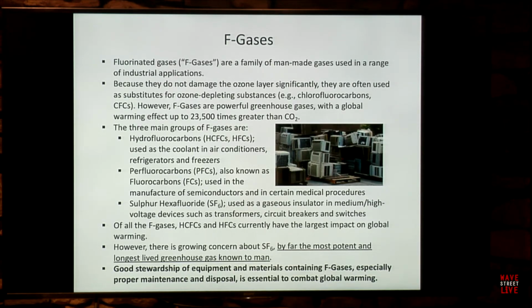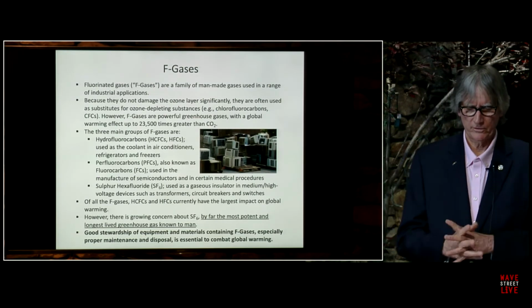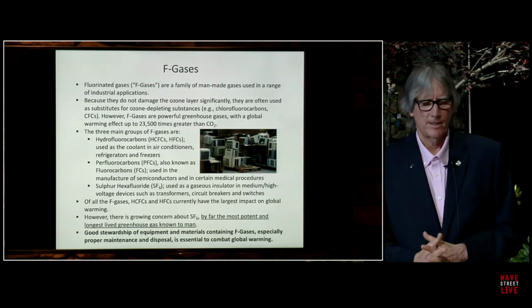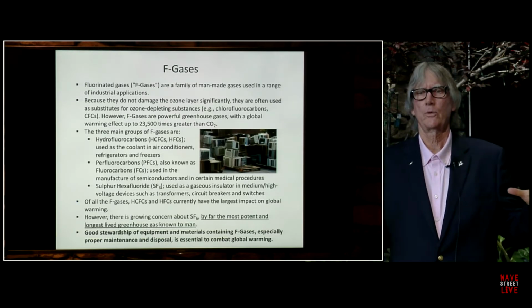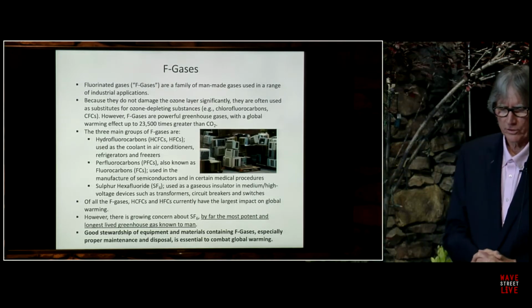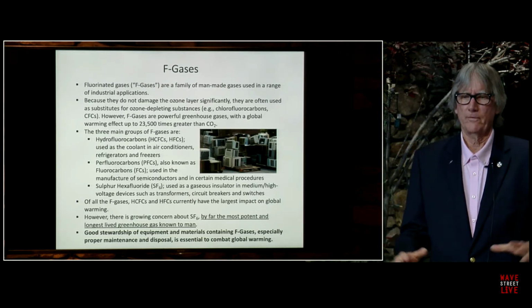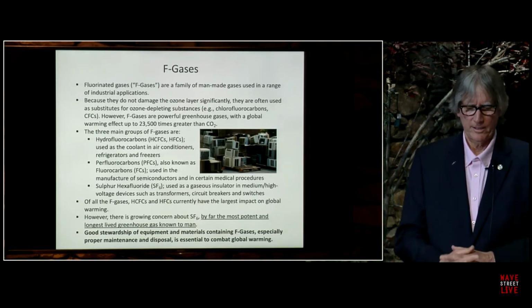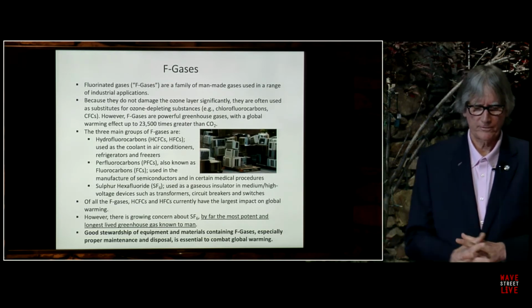SF6 is the most potent greenhouse gas known to mankind. It's unbelievable. 23,500 global warming potential. It's used in devices, switches and circuit breakers and so forth. The problem is as we go to more clean energy with, for example, solar arrays and wind turbines and so forth, more of a distributed system, there's more of a tendency to need to use these kinds of gases because they're used in the devices that hook everything together.